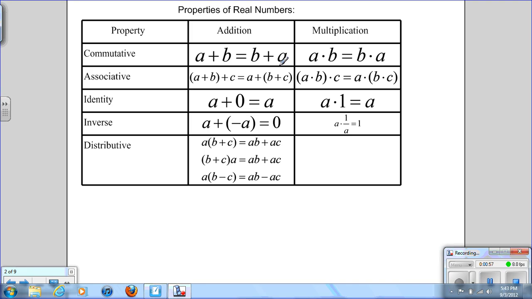The inverse properties. The additive inverse is the opposite of the number. When you add a number and its negative, you're going to get 0. They cancel each other out in a sense. So a plus negative a equals 0.